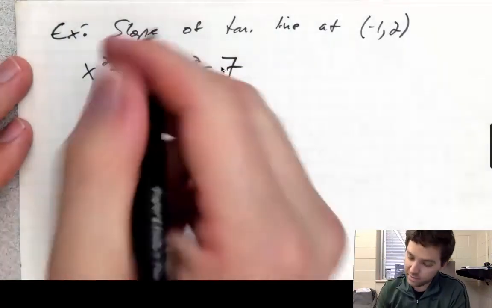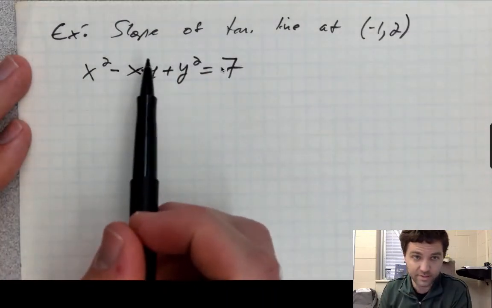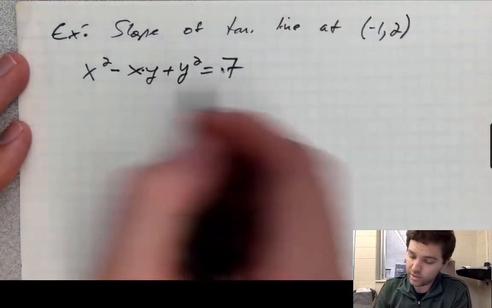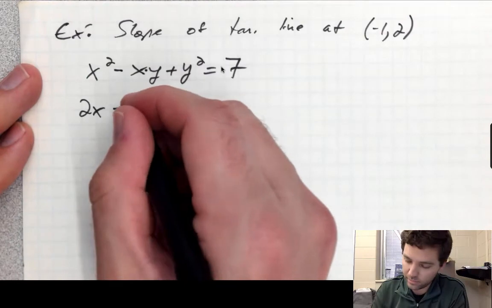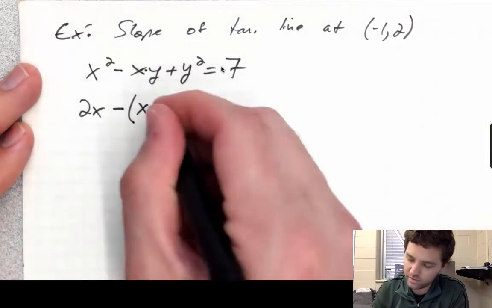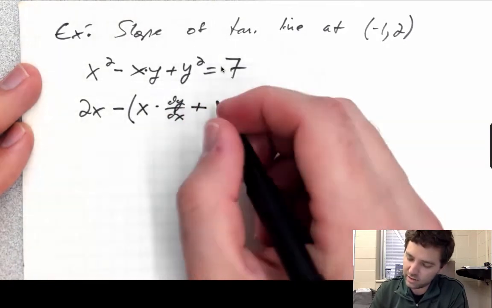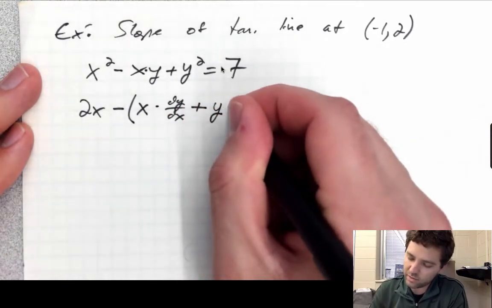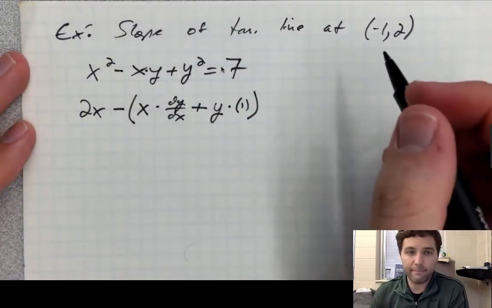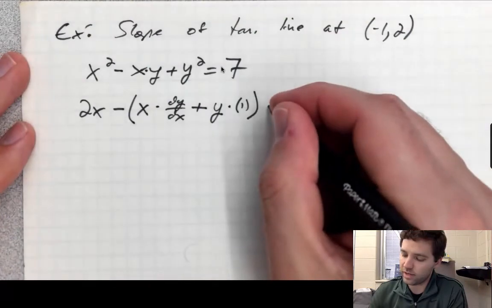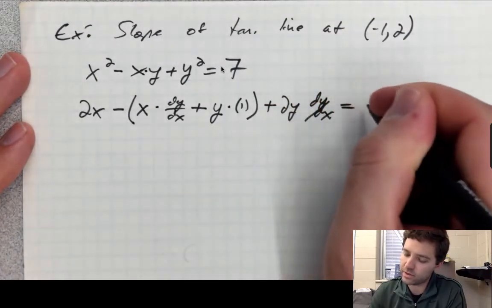And now I'm going to differentiate, and I have to be very careful right here because this expression in the middle is a product. And it's very easy to miss that this is a product. So when we differentiate it, we're going to get 2x minus, and then we're going to have the product rule here. So it's going to be first times the derivative of the second, dy dx, plus the second, which is y, times the derivative of the first, which is just 1. And then we have to differentiate y squared. So we'll have plus 2y dy dx, which equals 0.